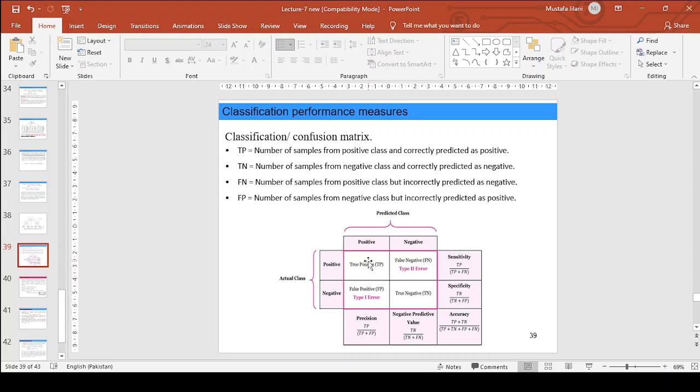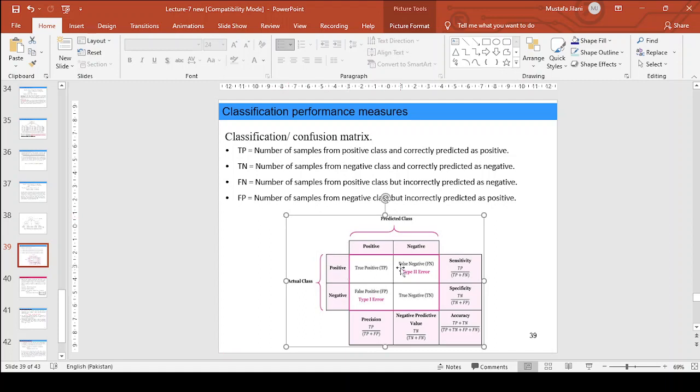But there are two types of error. One is called false positive error. False positive says that a person has a negative test result, but the model said he is positive. Like we have seen in the COVID era, many patients who were negative were assumed positive and they were quarantined into a hospital bed, separate beds.